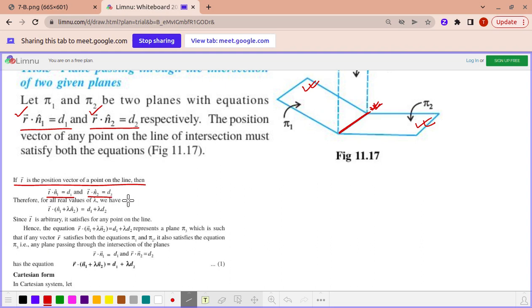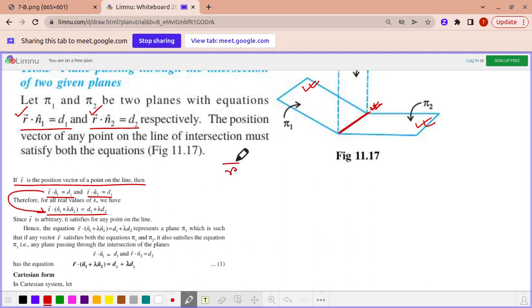Now for all real values of lambda, we can get this from these two equations. Why is lambda coming? If you vary lambda, you will get different planes, like different pages of that book, in which pi 1 and pi 2 are the two end covers of that book. So instead of n1 cap and n2 cap, we are considering the vectors n1 vector and n2 vector. That can be easily done actually, dear students.